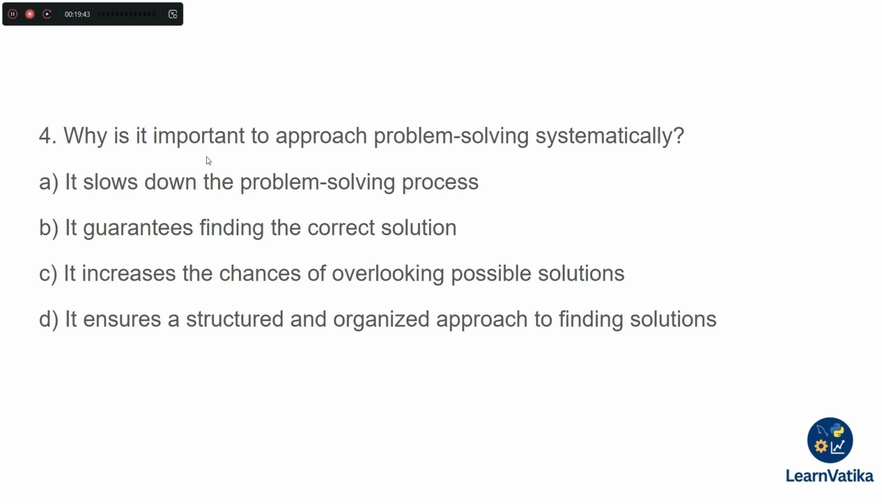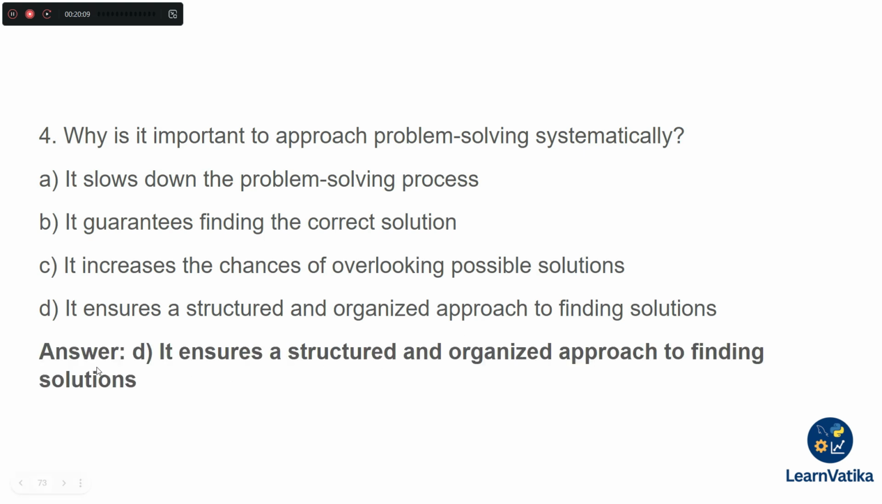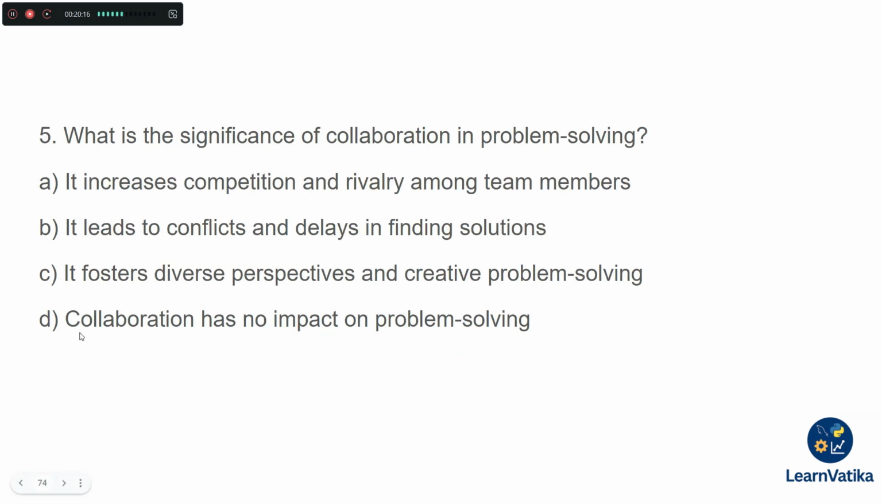Question 4. Why is it important to approach problem solving systematically? Option A, it slows down the problem solving process. Option B, it guarantees finding the correct solution. Option C, it increases the chance of overlooking possible solutions. Option D, it ensures a structured and organized approach to finding solutions. The correct answer is option D. It ensures a structured and organized approach to finding solutions.